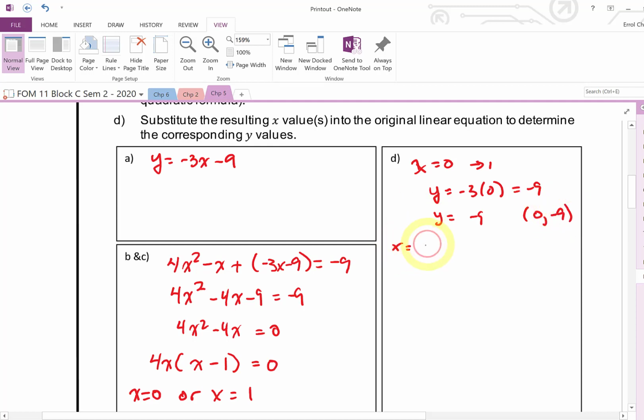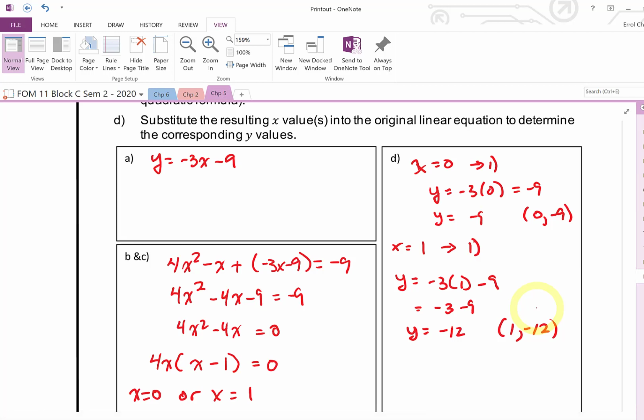The next possible solution is x equals 1. I'm going to substitute in equation number 1. All right. And then this becomes y equals negative 3 times 1 minus 9. Negative 3 minus 9. y is equal to negative 12. So my answer is x equals 1, y equals negative 12. And we can always verify this using Desmos. Okay, so I'm not going to waste time doing it algebraically. You just verify it with Desmos.